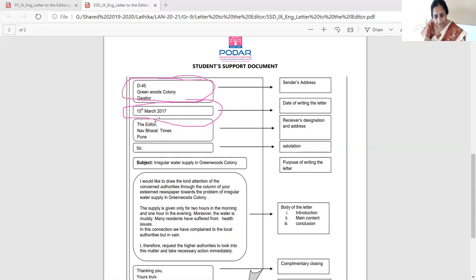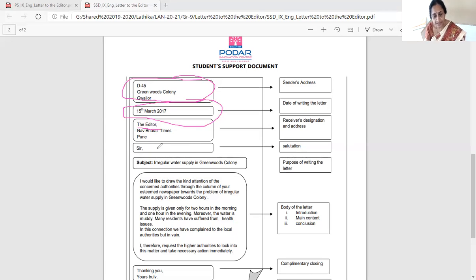So here we are going to write to a newspaper. So we will write to the editor. Our letters are always addressed to the editor of any newspaper. If you want to give your opinions, suggestions, or a complaint about something that is happening in your area, all that you will write to the editor of your local newspaper. So here they have given you the address, the paper name, Bharat Times, and the place is Pune.